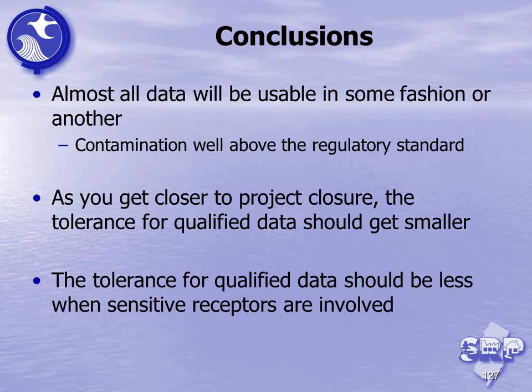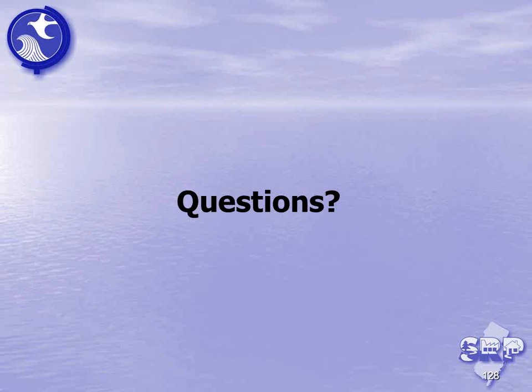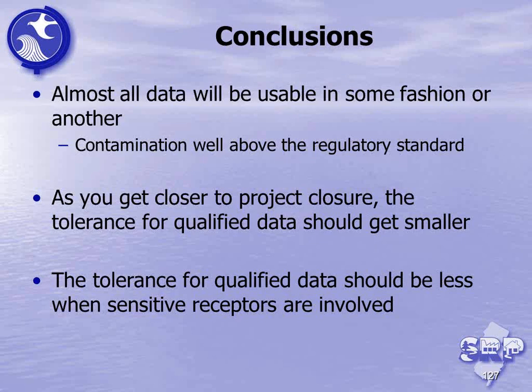All data is generally usable except for those examples we gave, in some fashion or another. As you get closer again to your project closure, your tolerance for error, for outages, should get smaller and smaller and smaller. I would suggest trying to have no QC outages when you're doing your post-remediation sampling. And also, tolerance for data should be smaller when sensitive receptors are involved. So if you're at a daycare, your tolerance for QC errors and things like that should be less and less and less.